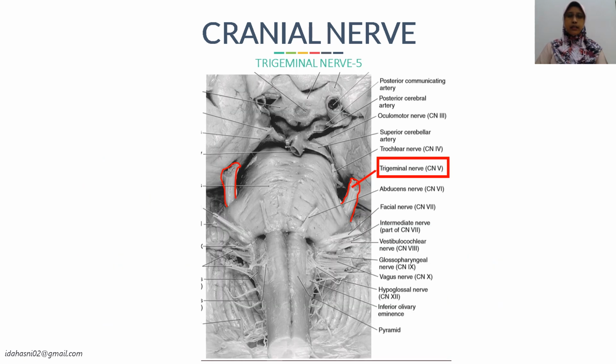Next is the cranial nerve number 5 or trigeminal nerve. This nerve is located over the spinal cord and medulla junctions. So this is your spinal cord and medulla junction, and these structures, if you can see here, is your cranial nerve, which is at rostral levels at the mesencephalon.